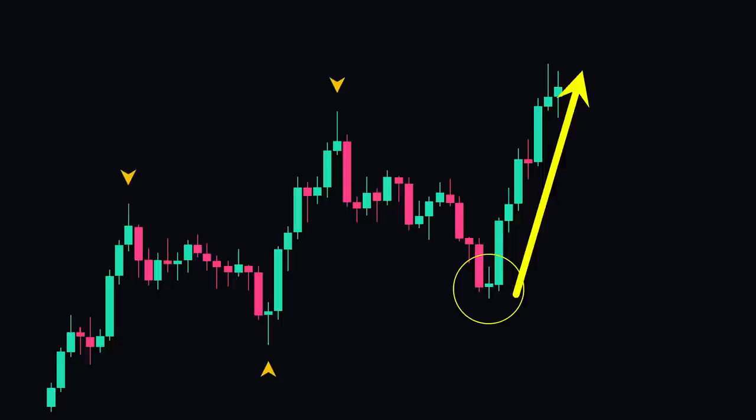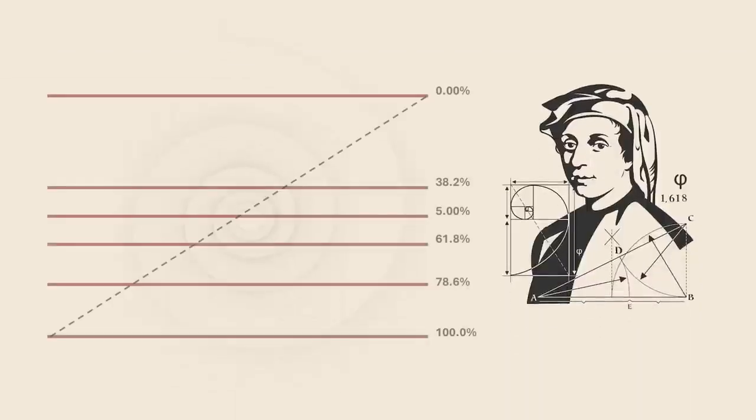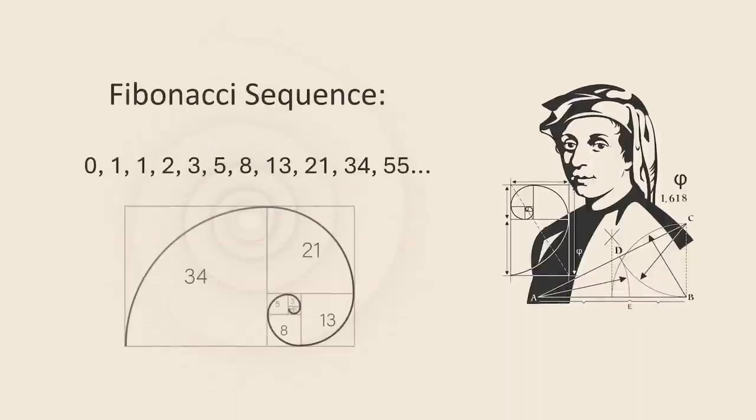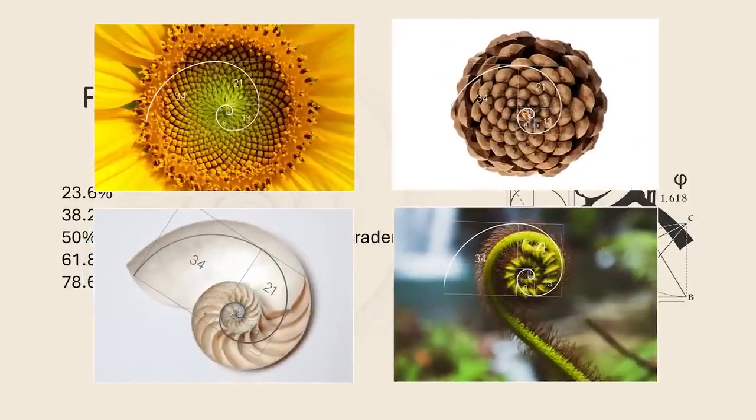It helps us find potential buying or selling opportunities in the market and ride on the trend. But how can we estimate where the pullback is likely to end? This is where the Fibonacci retracement tool comes into play. The Fibonacci sequence is a series of numbers where each number is the sum of the previous two numbers. When you divide certain Fibonacci numbers, you get these magical ratios. These ratios appear surprisingly often in nature.